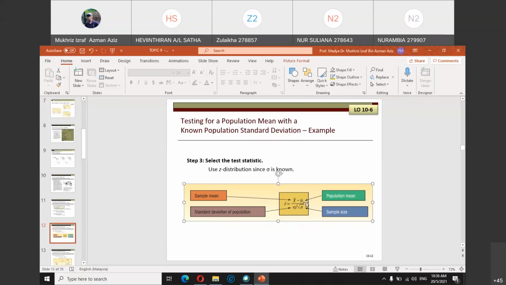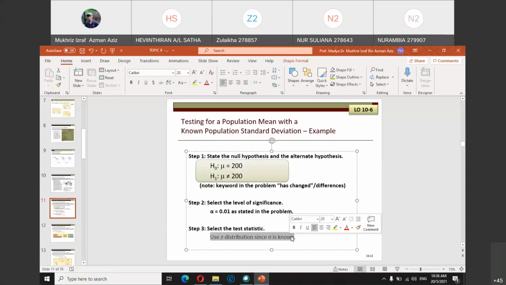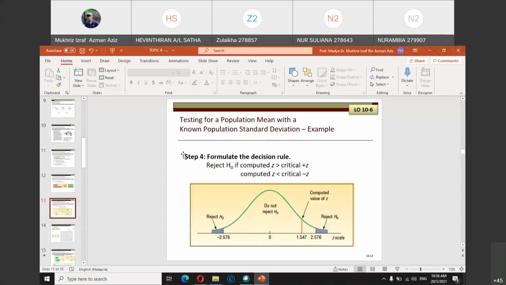But you don't actually need to, in your assignment later on, or in the exercise from the book, no need to put this thing. Just mention step number 3, use Z distribution. That is enough. Okay, so step number 4.